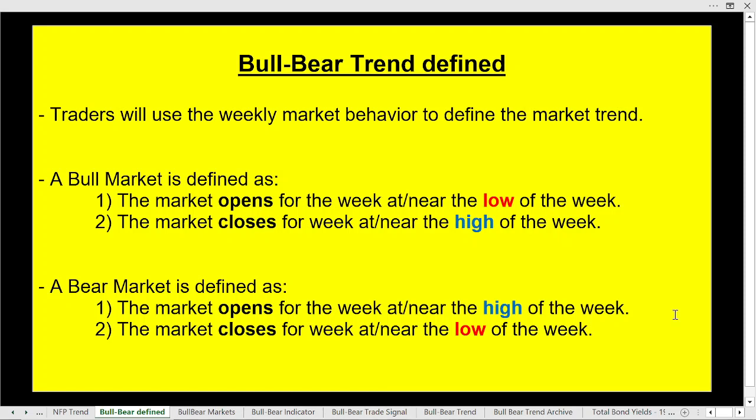Welcome back. We're going to take a look at an indicator we haven't spoken about in quite a while. It's called the Bull Bear Trend Indicator. And what we use this for is to define the weekly market behavior, in this case the S&P 500.